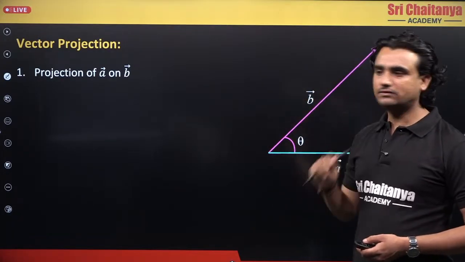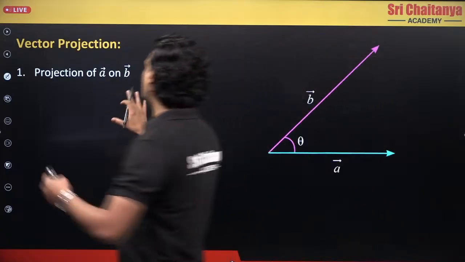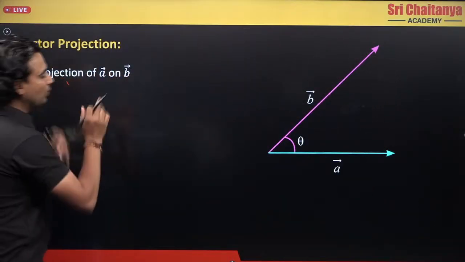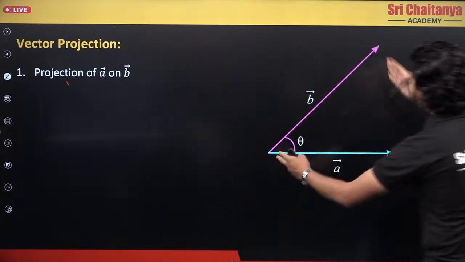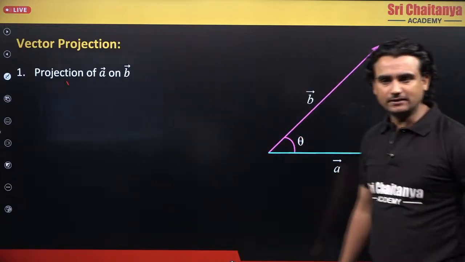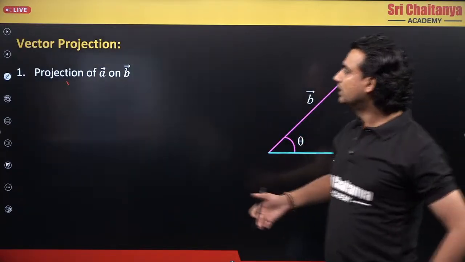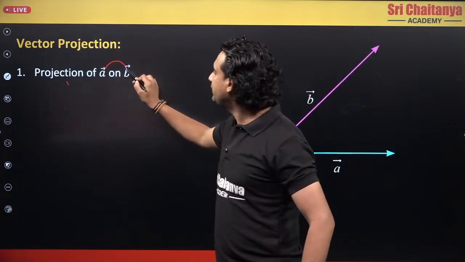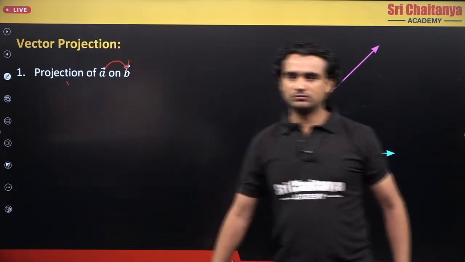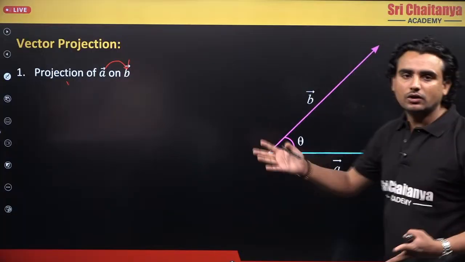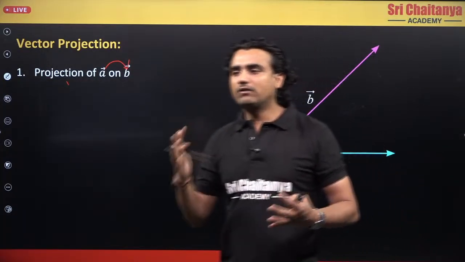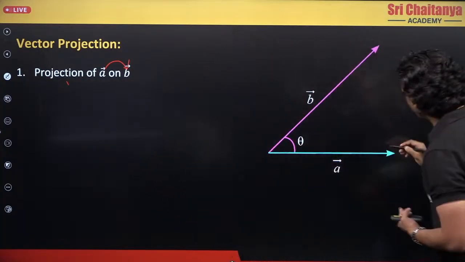What is vector projection? The projection of A on B. So I have vector A, I have vector B, and the angle between them is theta. Now what I want to do is project A on B, that is, find the projection of A on B, or how much the effect of A is.